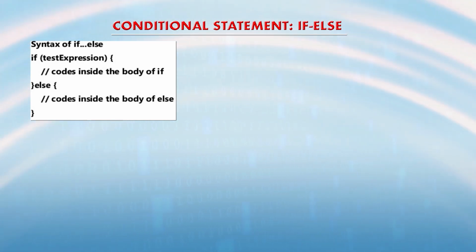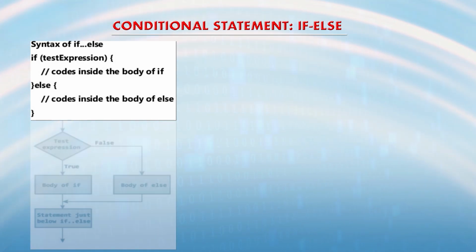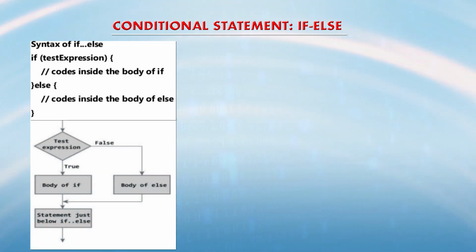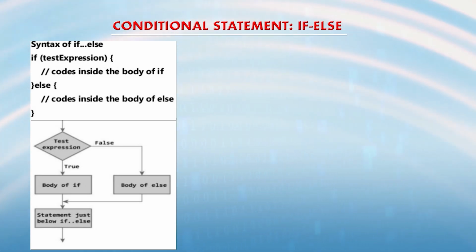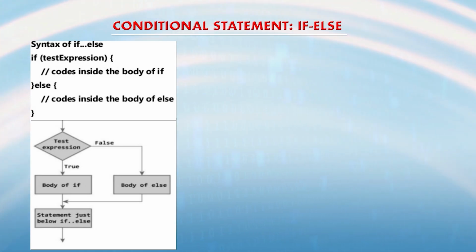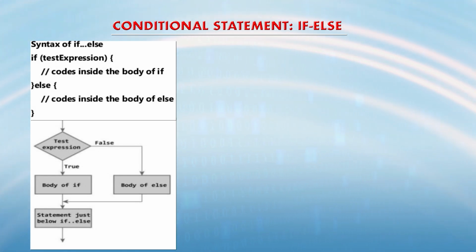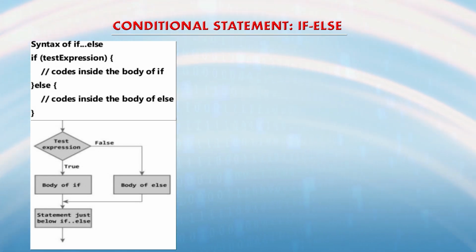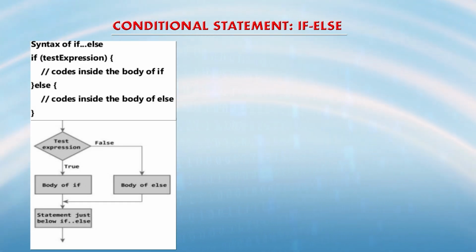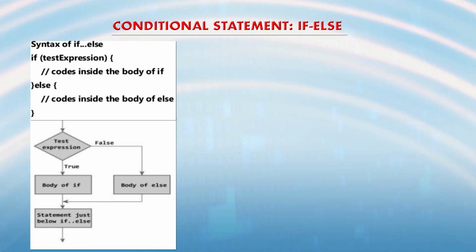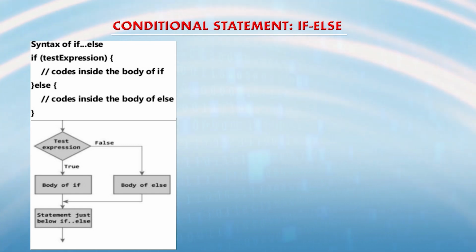So far as the flowchart is concerned, you are given a decision box, where if the test expression turns out to be true, then something is done, and if it turns out to be false, then something else is done. That means the false section is taking care of the else section, and the true part is taking care of the if section, and we have the respective output.